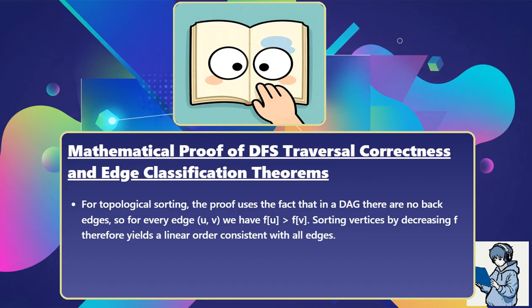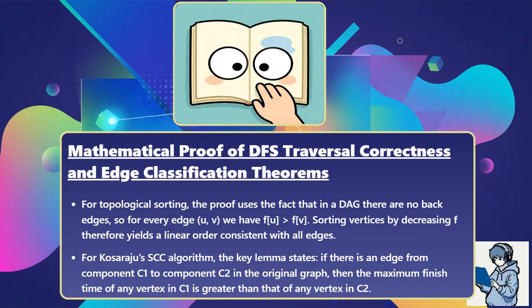For topological sorting, the proof uses the fact that in a directed acyclic graph there are no back edges. So for every edge (U, V), we have f(U) > f(V). Sorting vertices by decreasing f therefore yields a linear order consistent with all edges.